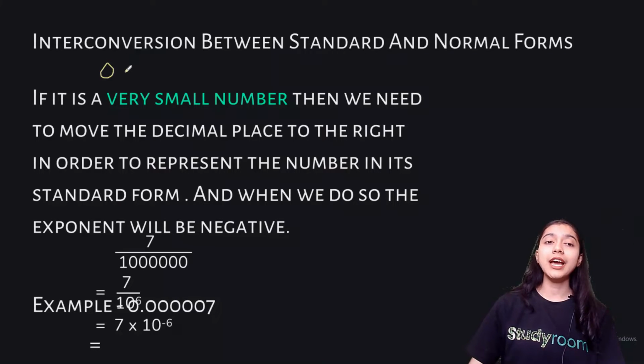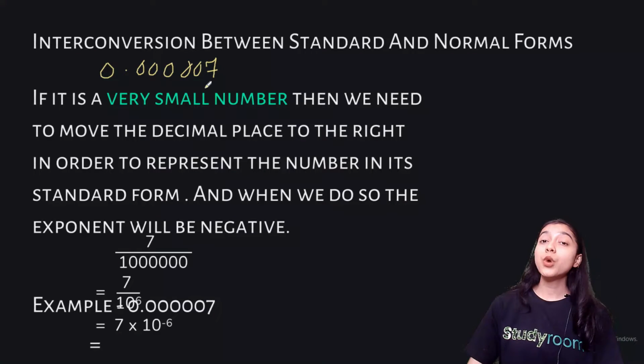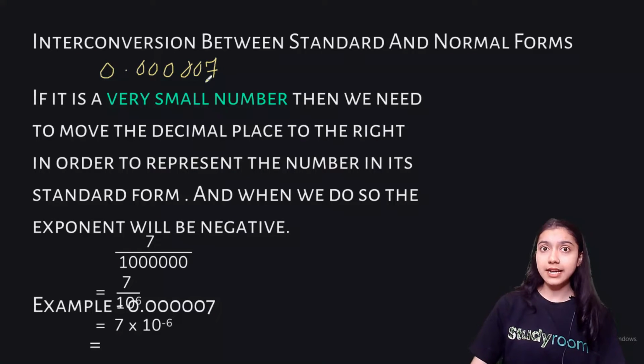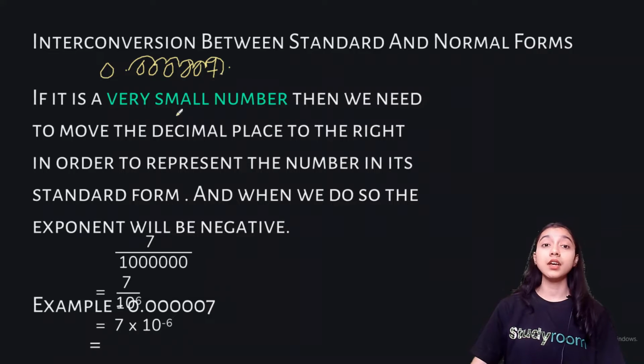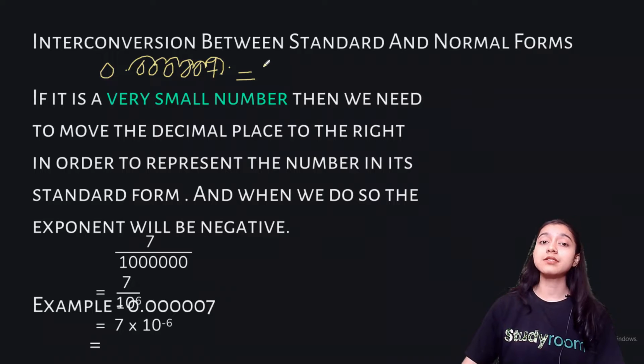For example, if we have this number 0.000007. Now in total we have 1, 2, 3, 4, 5 zeros. Now we have to express this in standard form. We will shift this decimal place towards the right hand side. So we have to shift it 1, 2, 3, 4, 5, 6 places towards the right. So this will be expressed in standard form as 7 multiplied by 10 to the power of minus 6.